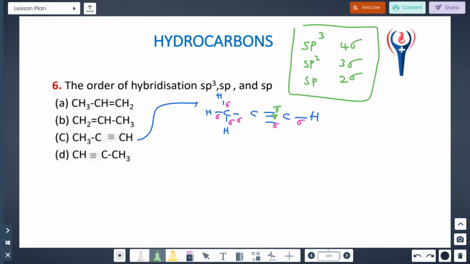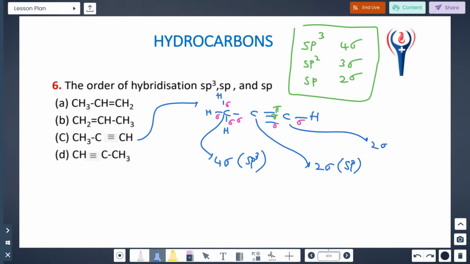So here only sigma bonds are considered. The hybridization can be calculated only by sigma bonds around the carbon atom. Around this carbon atom we have 4 sigma bonds. 4 sigma means what kind of hybridization? sp3. Understood? How many sigma bonds around this? Only 2 sigma. 2 sigma means sp hybridization. Here also 2 sigma bonds. Correct or not? This also has sp hybridization. Understood? So sp3, sp, sp3, sp, this only is the correct one.